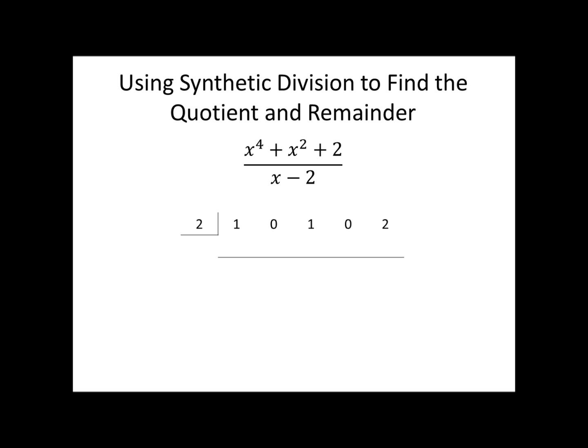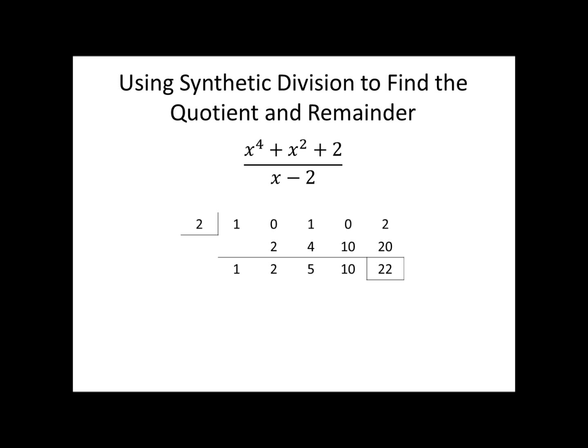So I set up my corner block with 2 in there. Remember, it's x minus 2, so 2 is going in the corner block. Now, since I'm missing my x cubed and my x term, I put placeholders there. I put zeros there representing those terms in the polynomial.